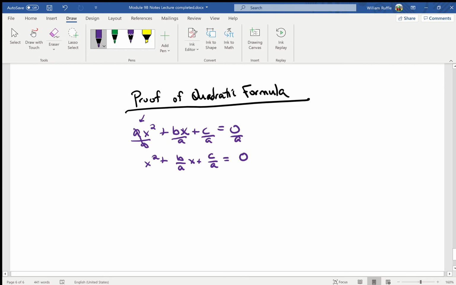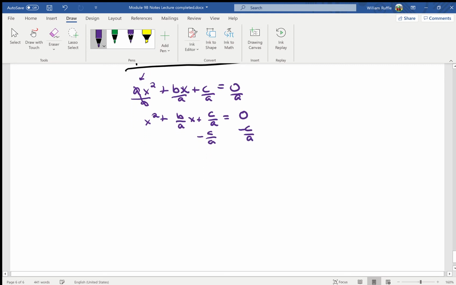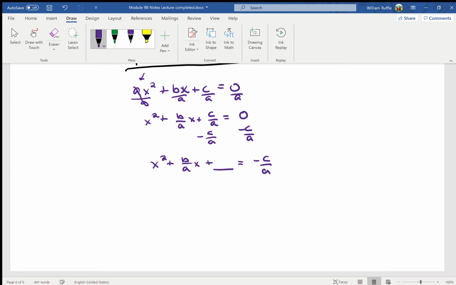Now, the next step I always do is I have to subtract the c over a to the other side of the equation. So now x squared plus b over a x equals negative c over a. If you notice, I left a nice gap there because I need to add something to each side of the equation. And so remember, if I do that, I have to find half of the middle term here. So I have to do 1/2 times b over a. Now that's just b over 2a.